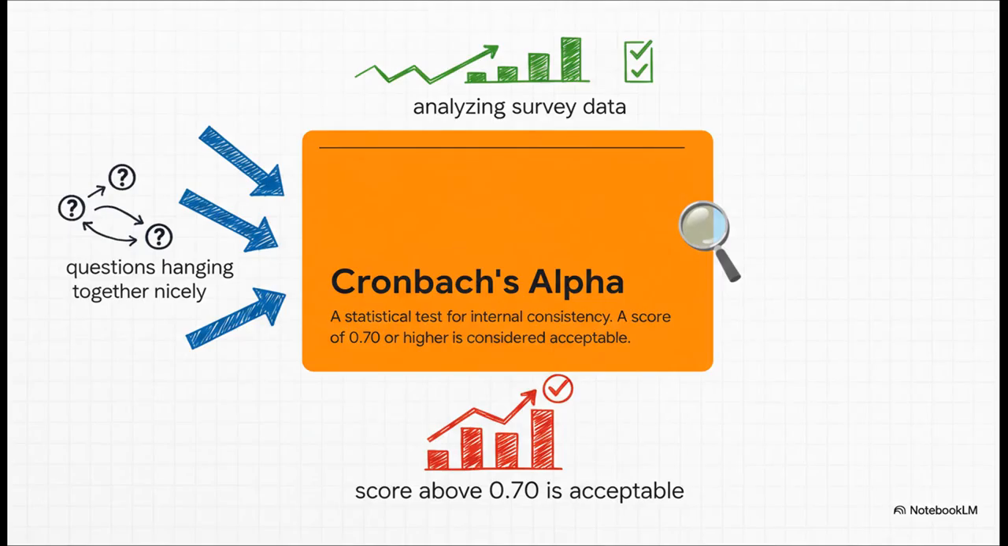So how do we actually measure that first pillar, reliability? Well, there's a handy little tool called Cronbach's Alpha. It's a statistical test that checks for that internal consistency. It spits out a score between 0 and 1, and the simple rule of thumb is this. If you get a score of 0.7 or higher, it means your related questions are all hanging together and working as a team, just like you designed them to.